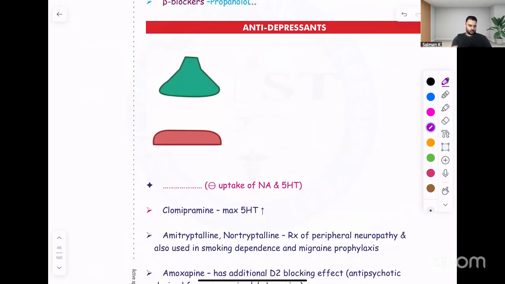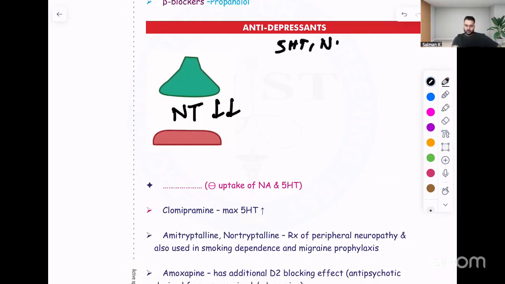Next is the topic that is depression, antidepressants. Now, here's where you have neurotransmitters which are reduced in depression. They are decreased in depression. Who are these neurotransmitters? Serotonin, noradrenaline, and dopamine. They are reduced in the depression topic.